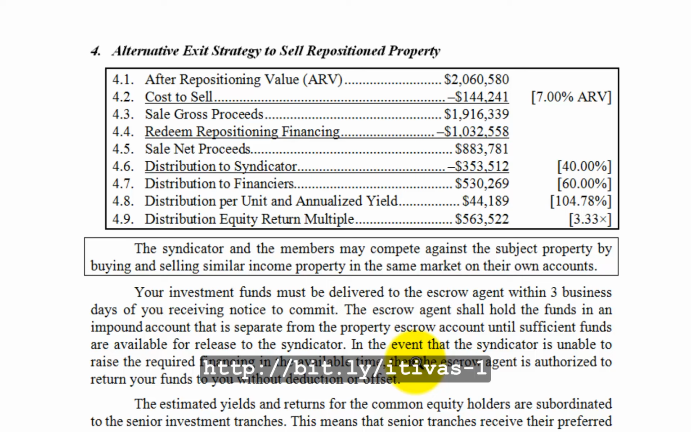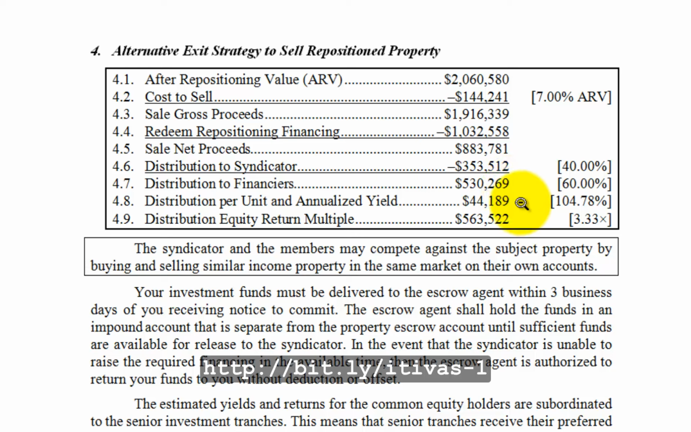If we sell the property instead of refinancing, we assume that there's about 7% of the after repositioning value for the cost to sell. That's closing costs, escrow costs, prorated, and realtor commissions. We get a gross proceeds. We subtract the repositioning financing. That's the first and second tranches. We get the net proceeds, and then we subtract the distribution to the syndicator, 40%, distribution to financier, 60%, distribution per unit and analyzed yield.